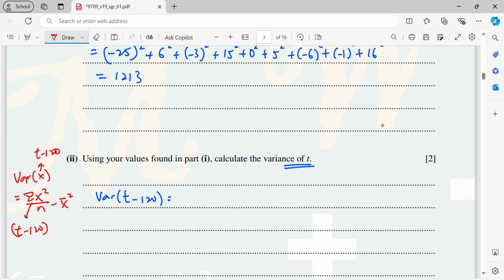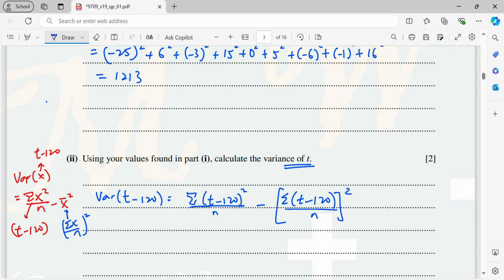Even though we are asked to calculate the variance of t, I need to calculate the variance of t minus 120 first. That means this is going to be summation of t minus 120 squared over n, then minus the mean squared. Mean is actually summation x over n, then you square it. So this one becomes summation t minus 120 over n. This is our mean, and you square it.